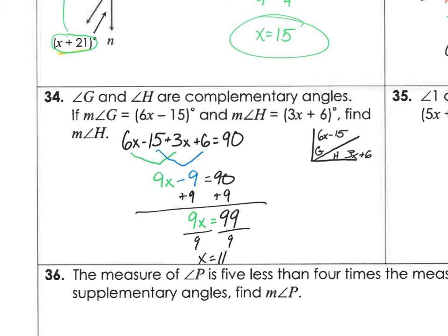Your final answer. What do we need to find? 3 times 11 plus 6. 33 plus 6, 39. And it would be degrees.